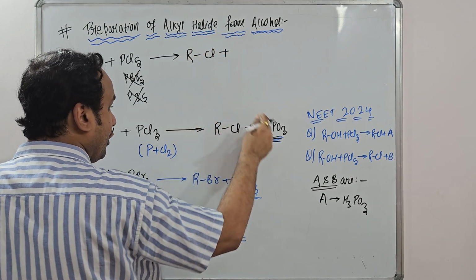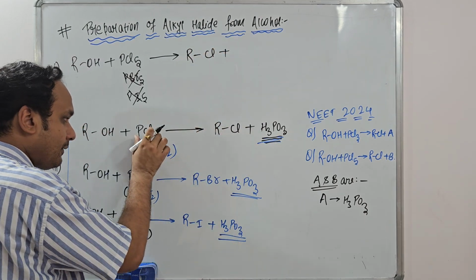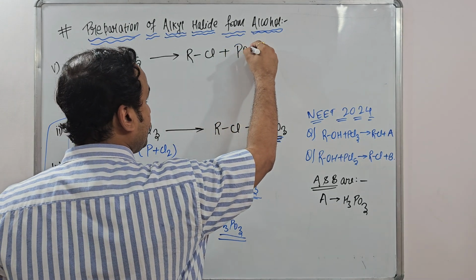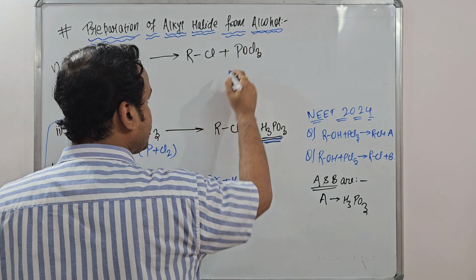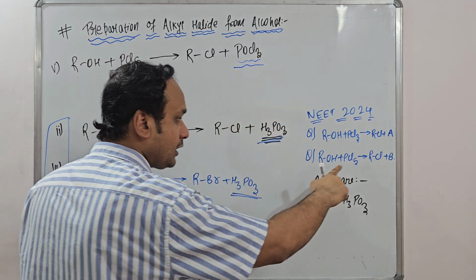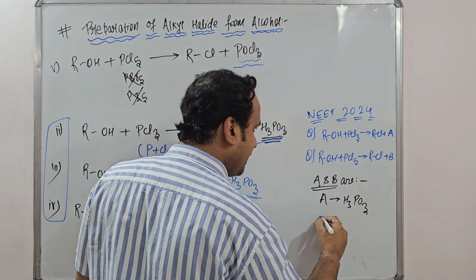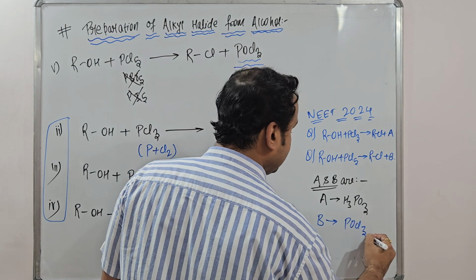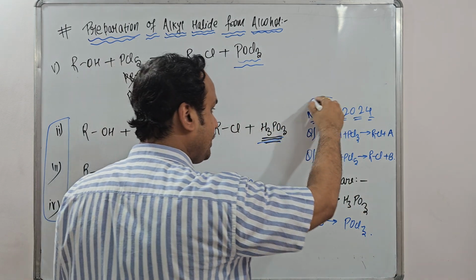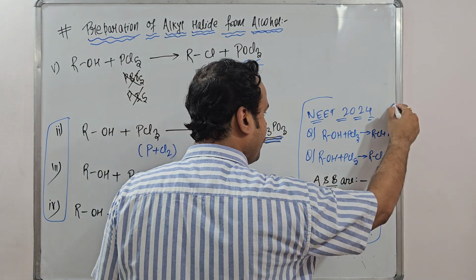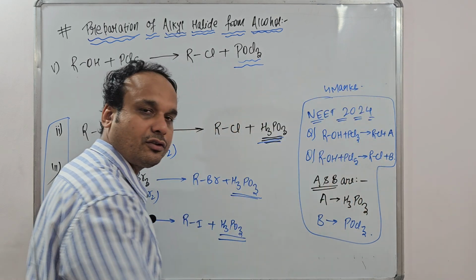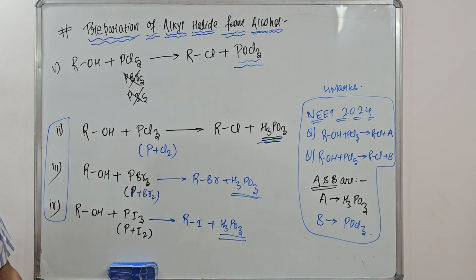RCl plus. Over here, you will get H3PO3 whenever you are taking PCl3, PBr3 or PI3. Over here, you will get POCl3, and this is the important byproduct. So A is H3PO3 and B is POCl3. Now you get the answer of this NEET 2024 question. 4 marks guaranteed. Every question is of 4 marks and you will easily get the 4 marks. Very good. Now come to the next reaction.